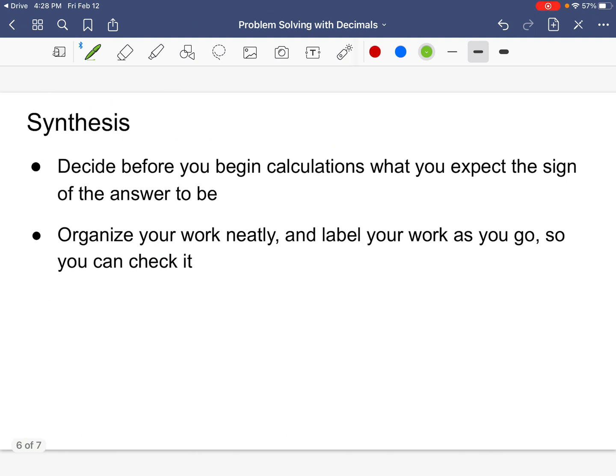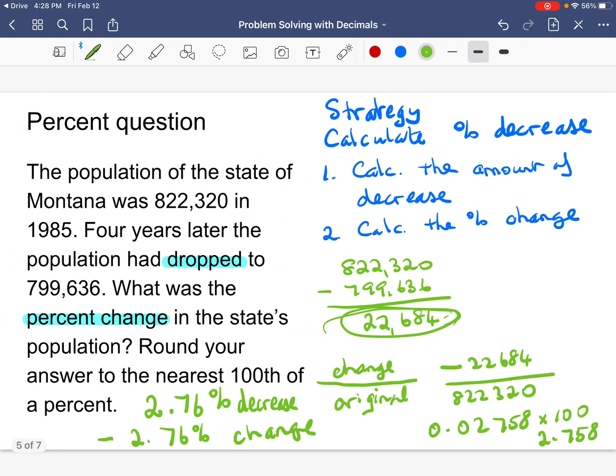So decide before you begin calculations what you expect the sign of your answer to be, and organize your work neatly. Label it as you go so you can check it. You can see here I wrote my strategy. I labeled my work as I went along. I said this is my change, this is my original amount, and this is my answer, 2.76% decrease or negative 2.76% change.